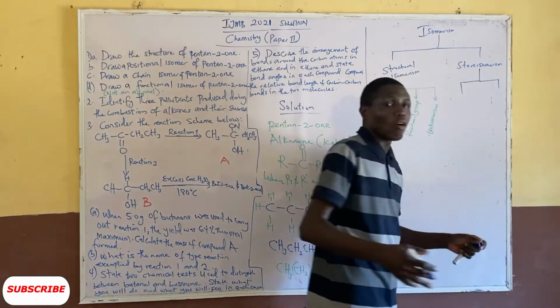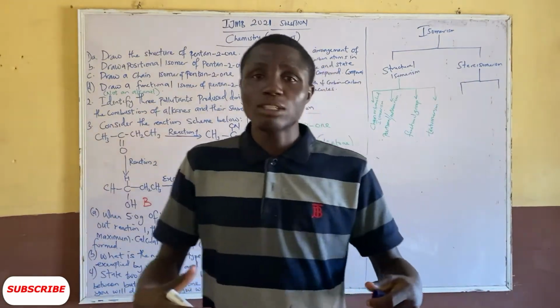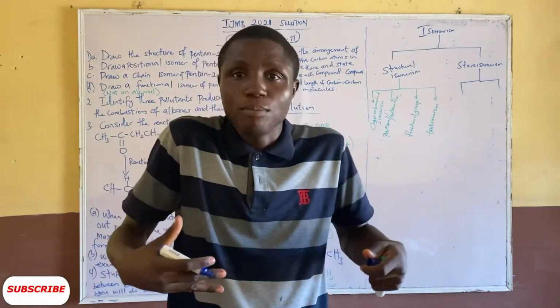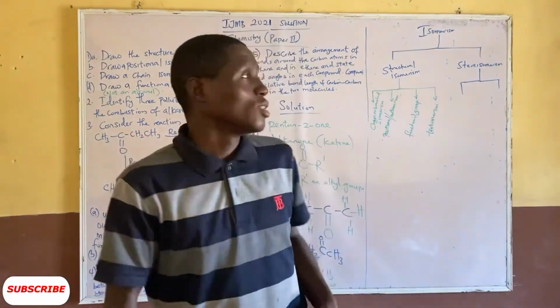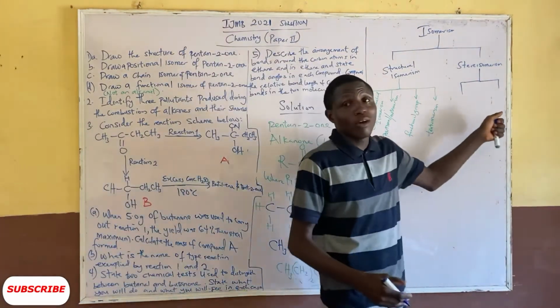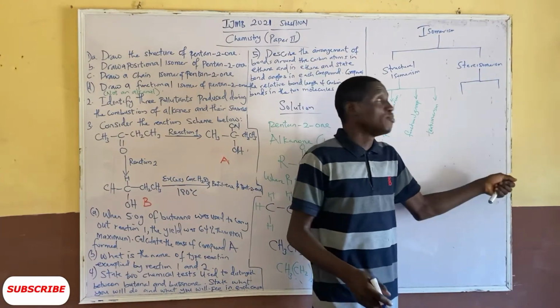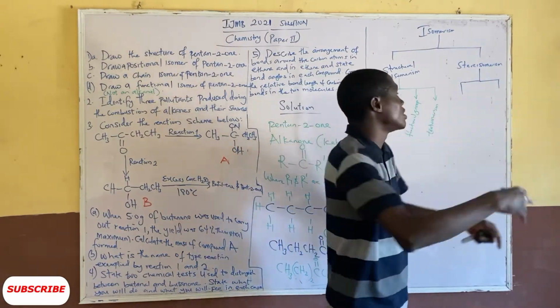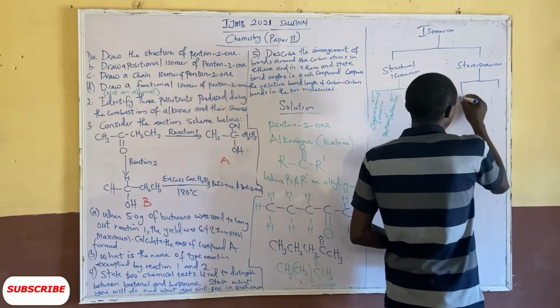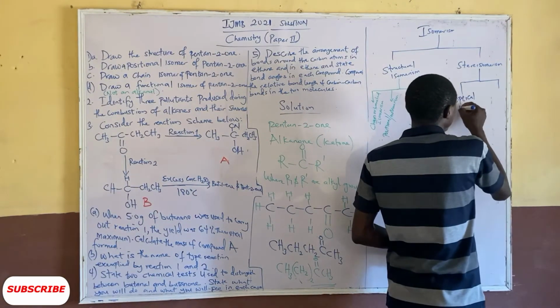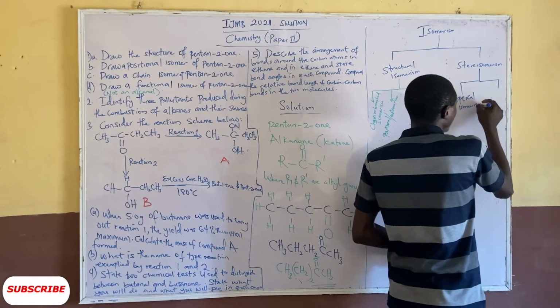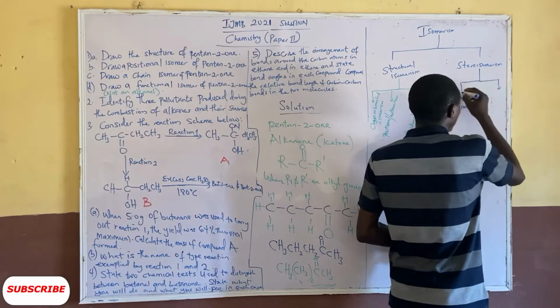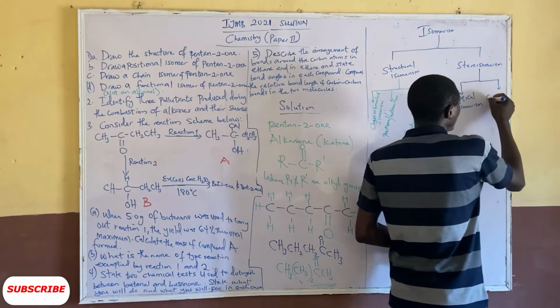the arrangement of the components of a molecule in space. So this one has to do with the arrangement of individual elements in the molecule in space. We have two types, which are optical isomerism and geometric isomerism. This optical isomerism has to do with mirror image.